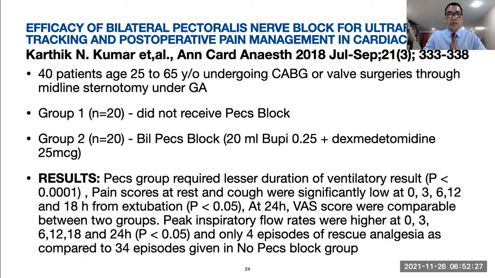In a study by Dr. Kumar regarding the efficacy of bilateral pectoralis nerve block for ultra-fast tracking and postoperative pain management in cardiac surgery, 40 patients were enrolled in the study undergoing CABG or valve surgery, midline sternotomy under GA, divided into two groups. Group 1 did not receive the PEX block, and Group 2 received bilateral PEX block. With the result, the PEX block pain scores at rest and cough were significantly lower at 0, 3, 6, 12, and 18 hours from extubation. But after 24 hours, the pain scores were comparable.